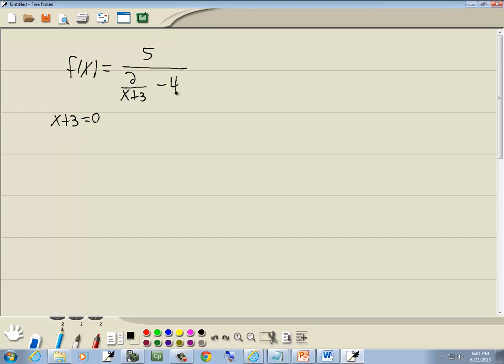Now if I look at the outer fraction, all this bottom part is a denominator, so we want to set the 2 over x plus 3 minus 4 equal to 0. Now we want to solve each one of these. For this one, we take the 3 over, and it becomes a negative 3.